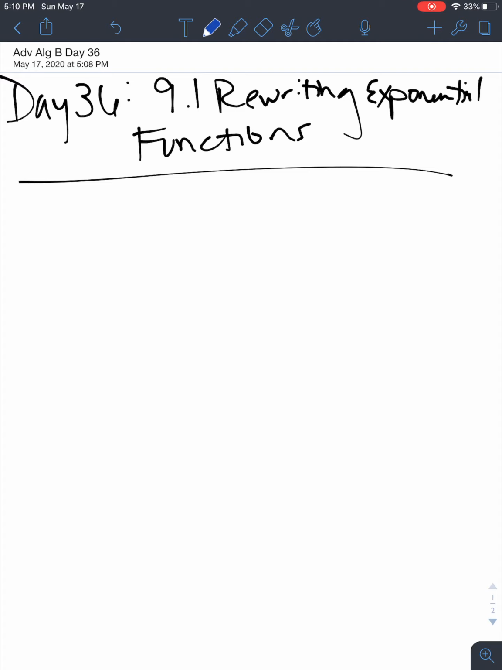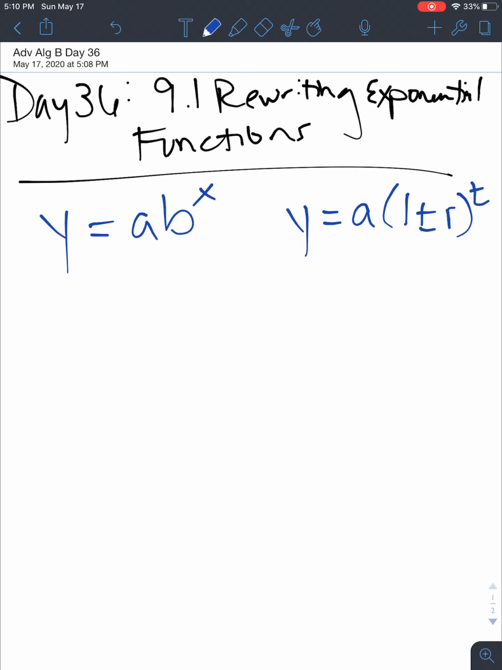Today we're going to be going through section 9.1 and we'll be working on rewriting exponential functions today. So last week we learned all about exponential growth and decay, and the most basic form is y equals ab to the x. We also learned that sometimes they're written like y equals a times 1 plus or minus r to the t. Just depends on what type of situation you're working with. Well, I told you last week that these exponential growth and decay functions come in handy and come in use in the real world all the time.